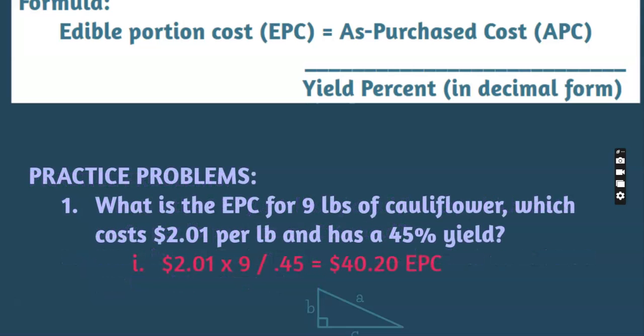All right, the first one: what is the EPC for 9 pounds of cauliflower, which costs $2.01 per pound and has a 45% yield? You're going to take your $2.01, which is the cost for 1 pound of cauliflower, and multiply that by 9, because it's 9 total pounds, and you get $18.09. We're going to divide that by your 45% yield percent as a decimal, and you should get $40.20, which is your edible portion cost.